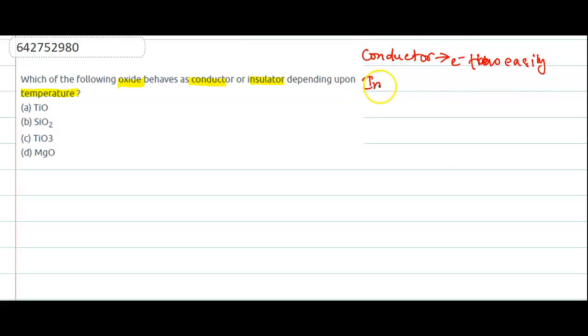Opposite to this is the insulator. Here electrons are not allowed to flow easily. Electron flow is restricted. Since electron flow is restricted, electrons which are responsible for the conduction of electricity, their flow is restricted. These form the bad conductors.